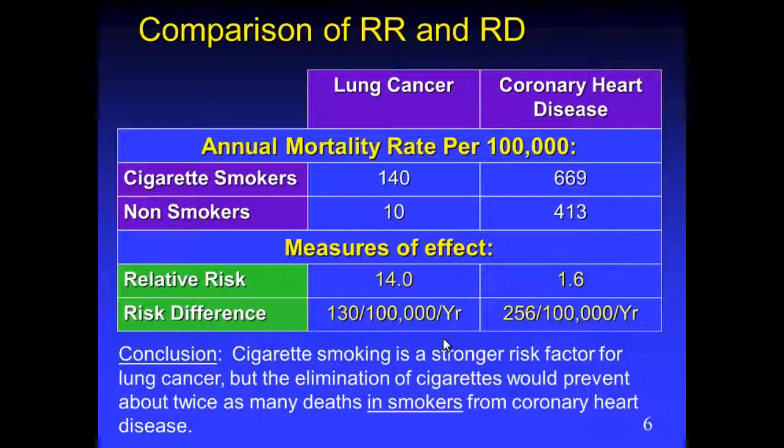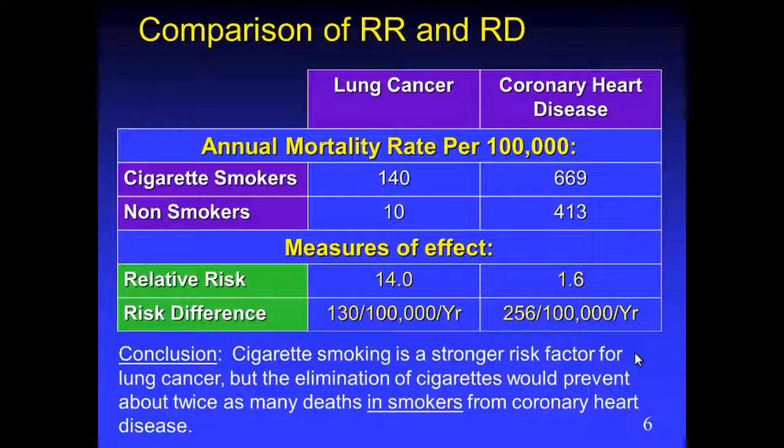Even though lung cancer has the highest relative risk estimate, which of course often attracts a lot of attention, in fact the benefits of preventing smoking are much more likely to be found, twice as much in fact, in terms of prevention of coronary heart disease. So this I think illustrates quite well the difference. The risk difference really gives us a measure of the impact on the population. It really shows that in this case we get twice as much benefit from prevention of coronary heart disease than from lung cancer.